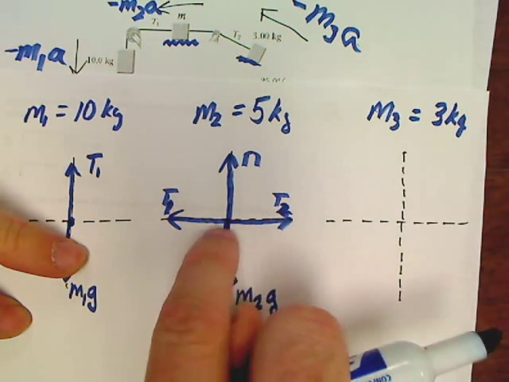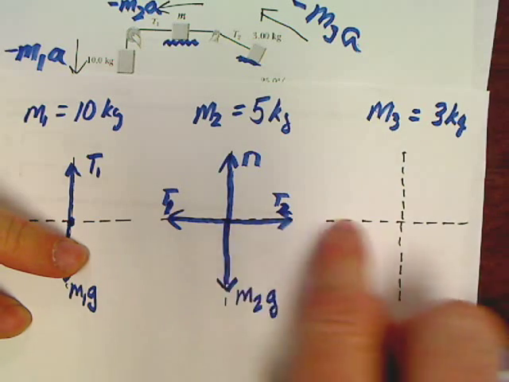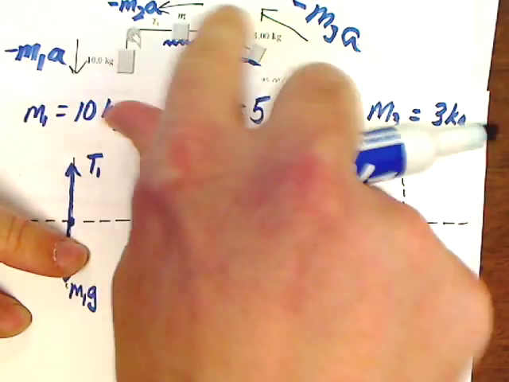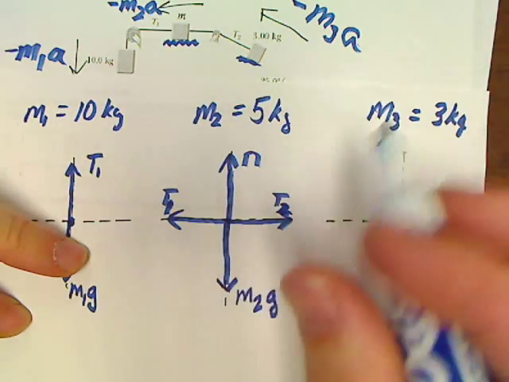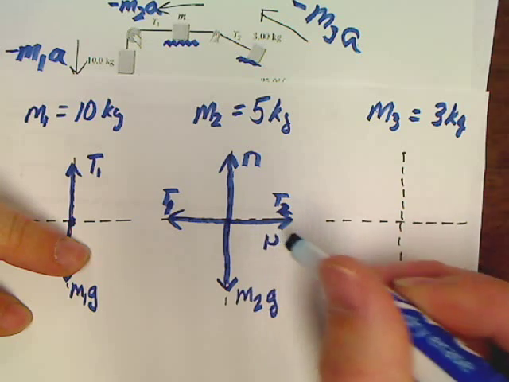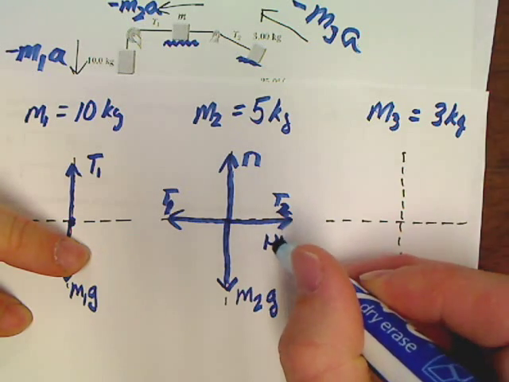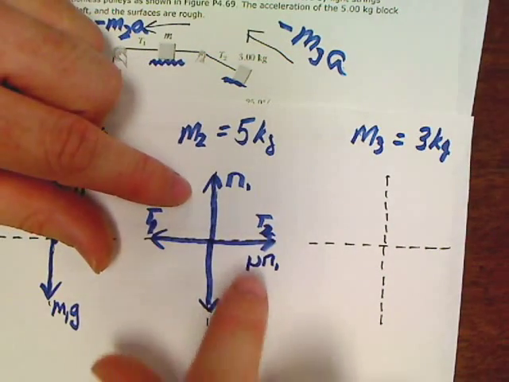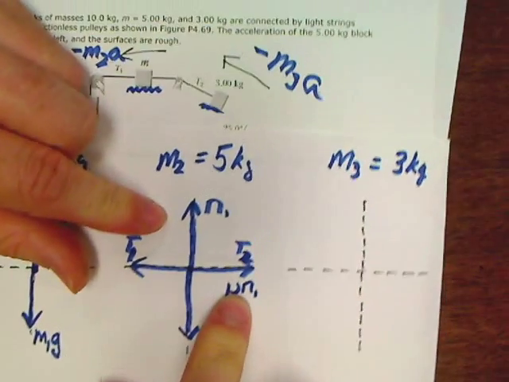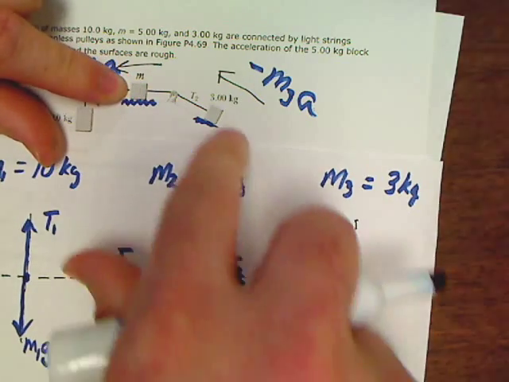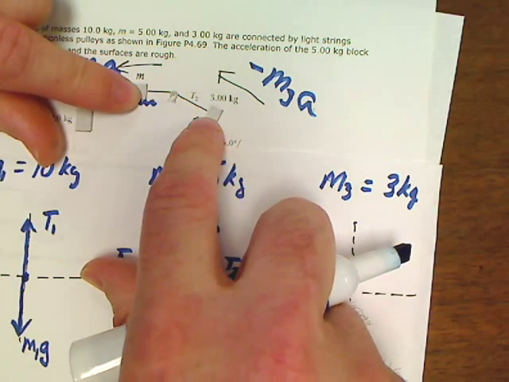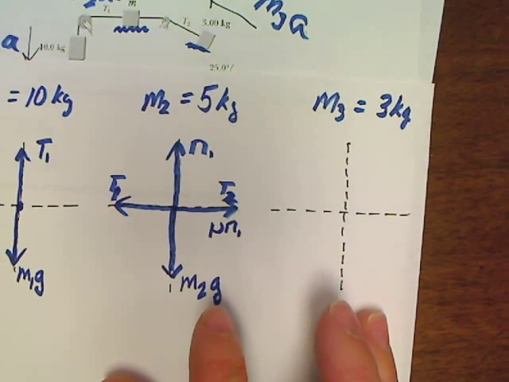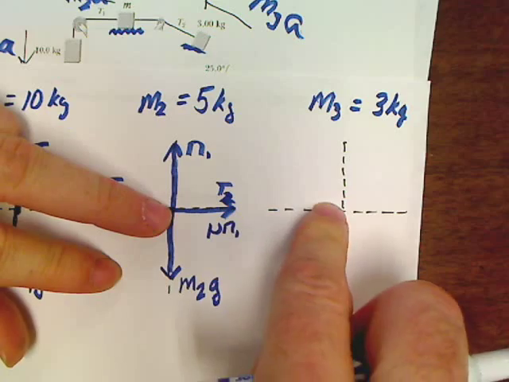This is the thing. Not only is there a T2 going backwards on this, since this is rough and it's moving to the left, there's a friction, a mu N1, and I'm going to call that N1. If you're wondering, why am I doing the N1s here? This is because this object and this object are going to have 2 different normal forces.